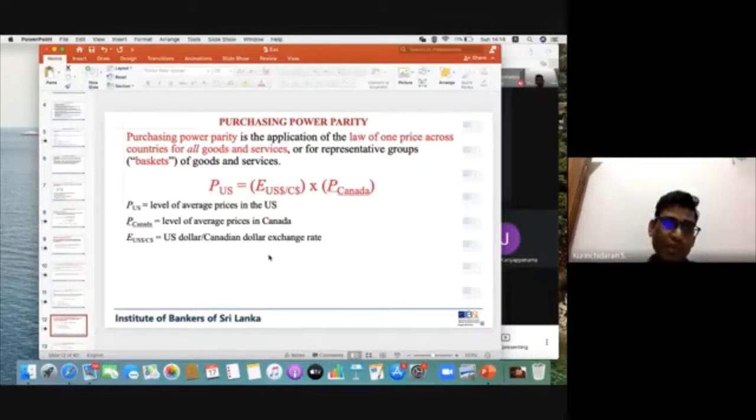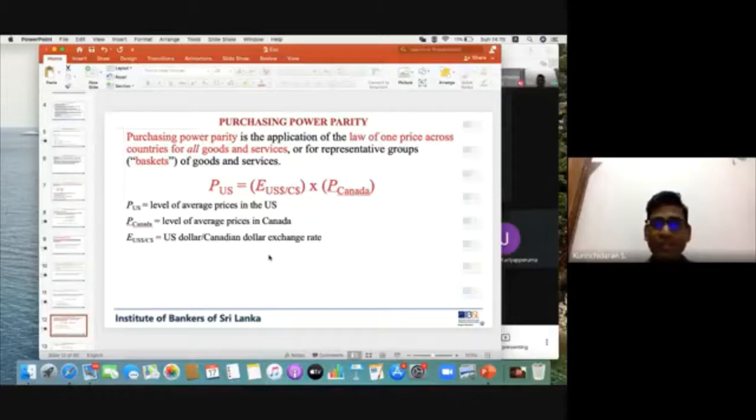So based on that, when the index increases, you can say, okay, the Sri Lankan general price level increases. So if somebody is asking about the price level, you are not going to talk about pizza, you are not going to talk about rice. It's the general price level we are going to talk about, right? So how is that calculated?